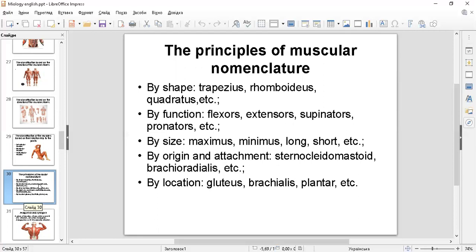The principle of muscular nomenclature. By shape: trapezius, rhomboideus, quadratus. By function: flexors, extensors, supinators, pronators. By size: maximus, minimus, long, short. By origin and insertion: sternocleidomastoid, brachioradialis. By location: gluteus, brachialis, plantar.